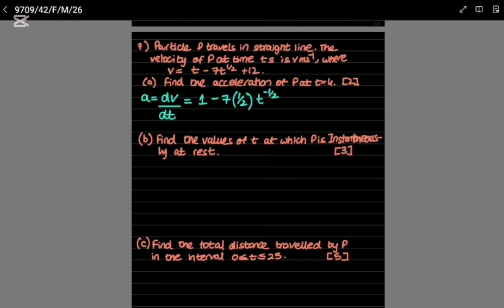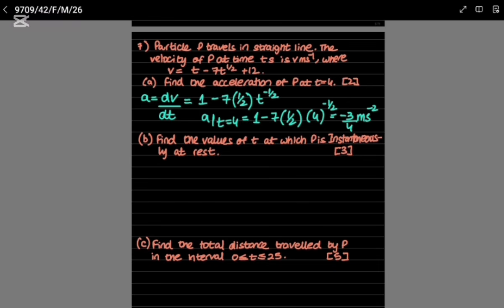Okay, now a at t is equal to 4 is equal to 1 minus 7 times half times 4 to the power of minus half. Now let's plug this into the calculator. Times 0.5 times 4 to the power of minus 0.5. This gives you minus 3 over 4 meter per second squared.